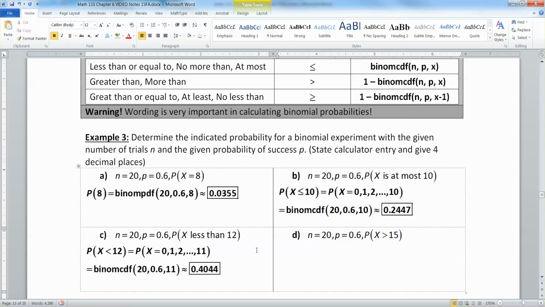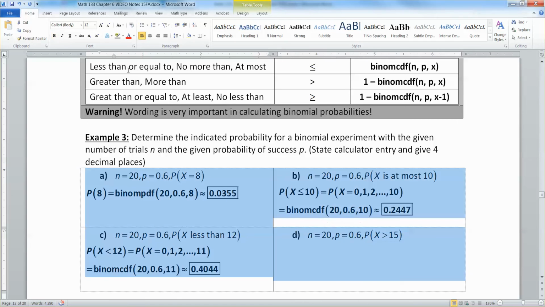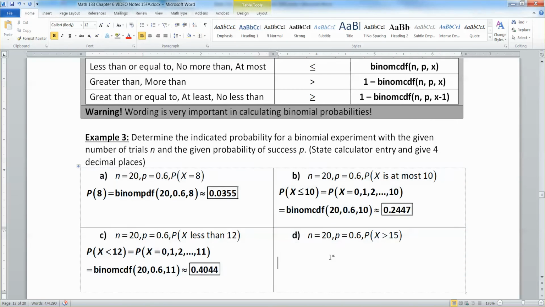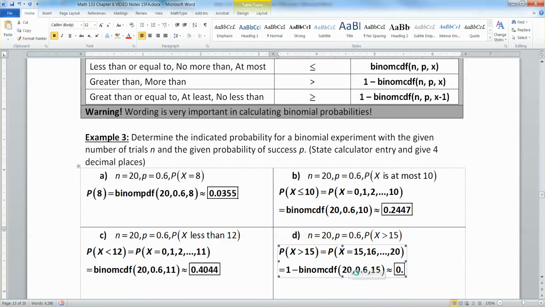All right, next, what about greater than? Well, greater than's a little bit different because we want to be able to get higher than we are talking about. So all these other ones were equal to or less than. So in order to do greater than, you have to remember that all the probabilities add up to 1. And since they all add up to 1, what you can do is subtract from 1 the binomial CDF. So let me write that up 1 second.